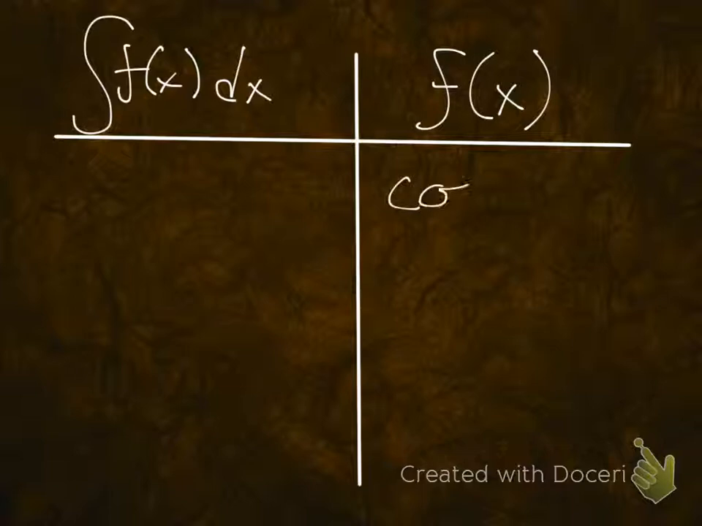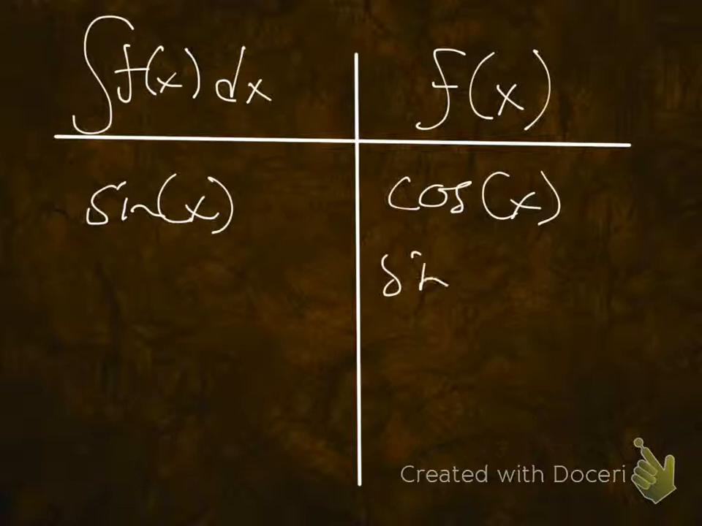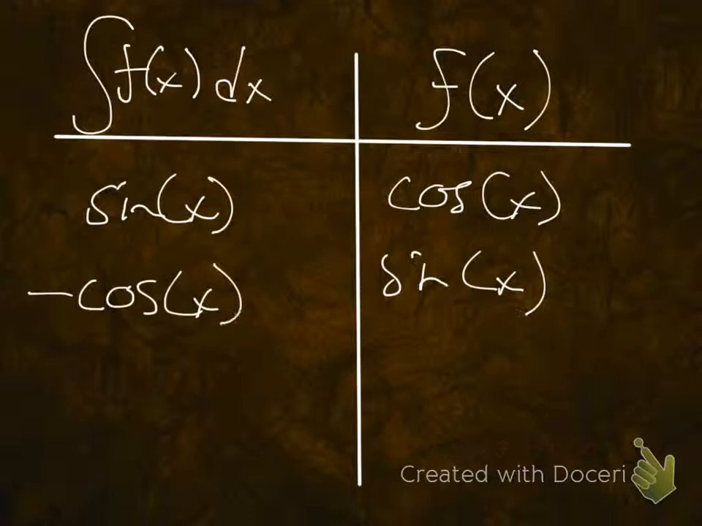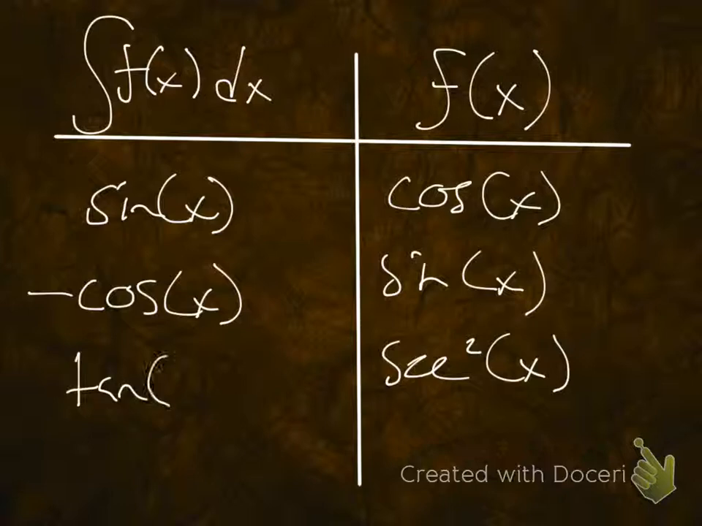So we said cosine x was just sine x, because what's sine prime? Well, it's cosine. So sine x in the f of x portion is going to give us negative cosine x, because negative cosine x prime is sine x. Then secant squared x, because we know the derivative of tangent x is secant squared x. Secant squared x over here has an indefinite integral that is just going to be tan x. So we should start to see the pattern emerging here.